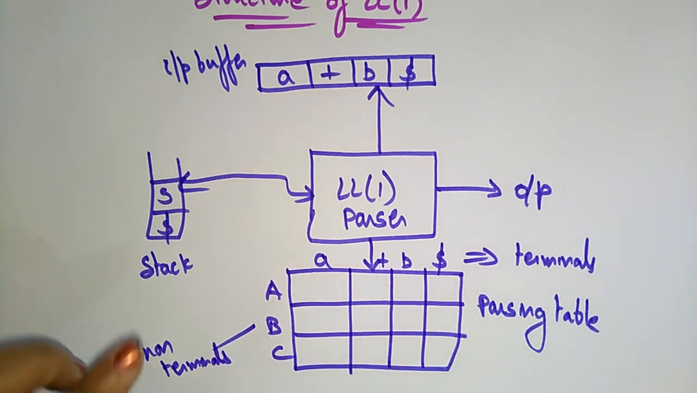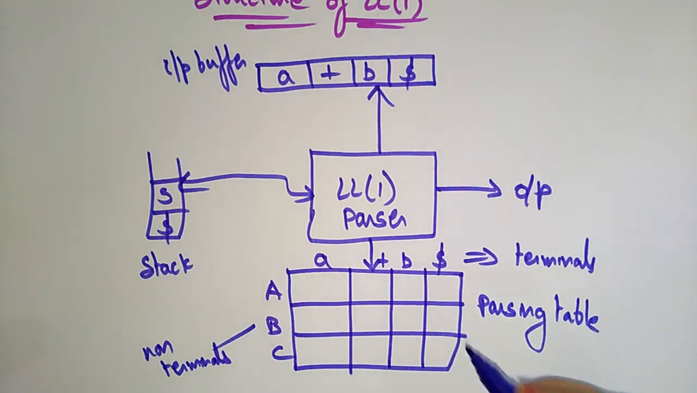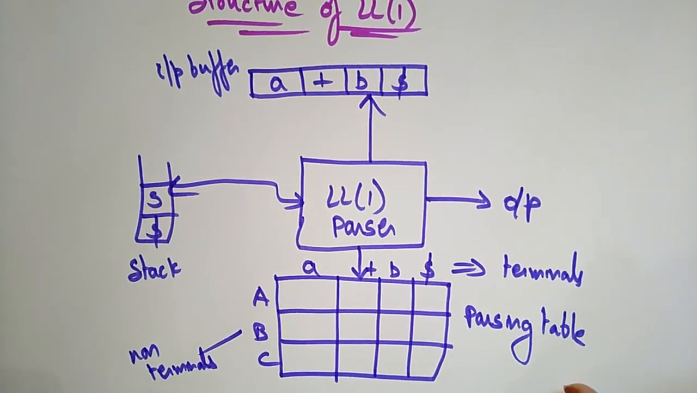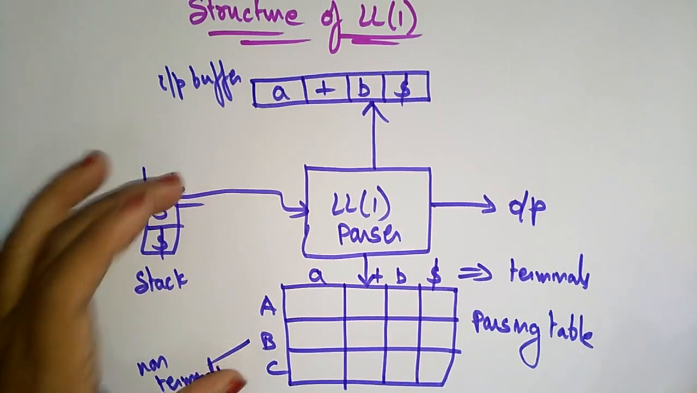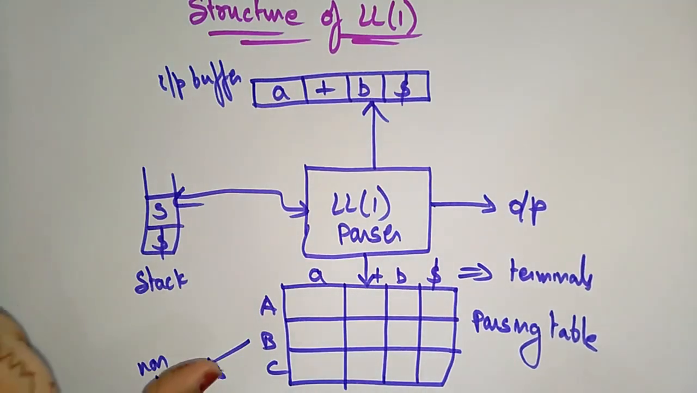With the help of the input buffer, the LL parser is going to generate and store the values in the stack, with the help of the parsing table. And finally you will get the output. So to construct a predictive parser LL(1), this is the structure. The main thing is, with the help of this structure, you are going to construct a predictive parser. To construct a predictive parser, you have to follow some conditions. So in this video, I will write the rules, the different steps that you have to follow to construct the predictive parser.